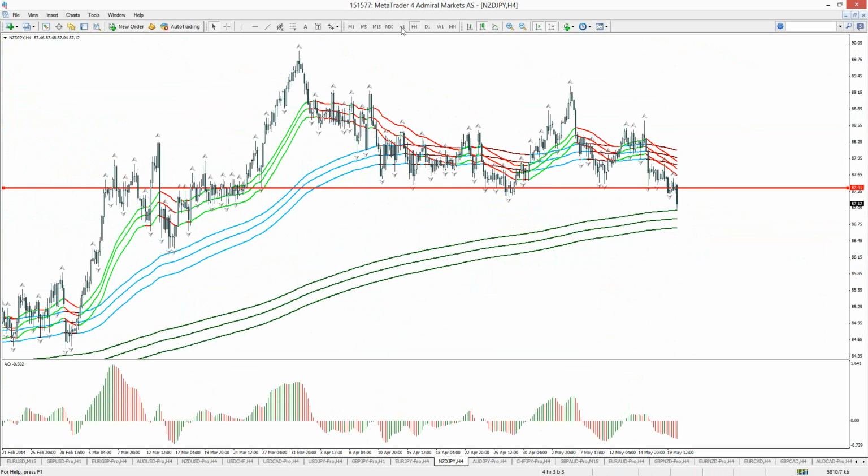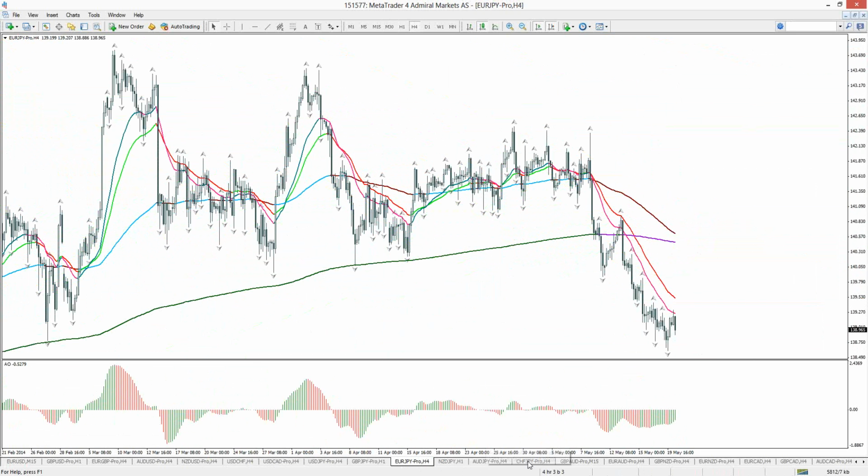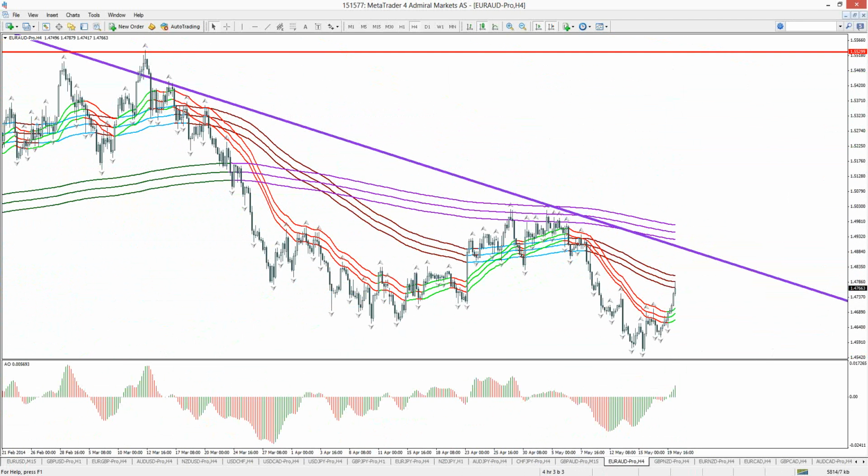What else? New Zealand yen looks bearish if anything else, but it has the yen in it, euro yen too, so I'm still a bit cautious with that. Euro yen could get some retracement first. I'm not a big particular fan of that. Pound odd, euro odd, retracement first maybe before we get to the upside.